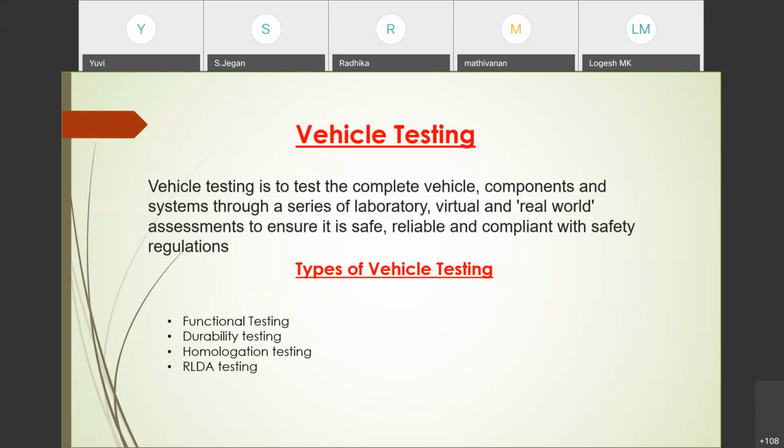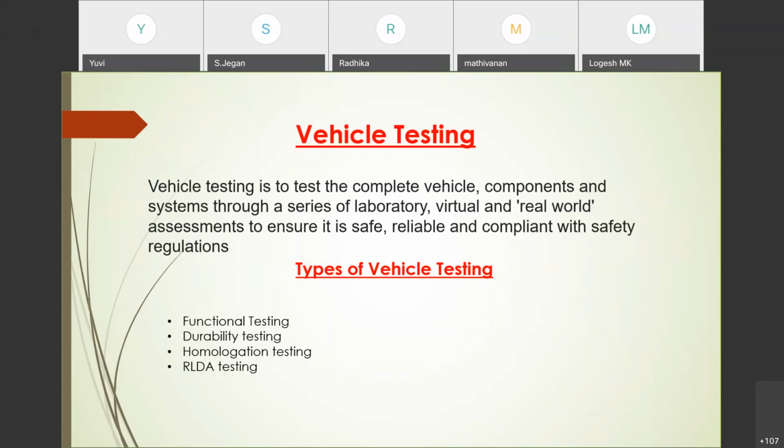Okay. So what are the types of vehicle testing? We have 4 types of vehicle testing: functional test, durability test, homologation test, and RLDA test. For each and every test, we have a dedicated department to work with. So what is the responsibility of functional test? They will take care of the functional test of the complete vehicle and its subcomponents. In the durability test, they will check the complete vehicle durability based on the duty cycle.